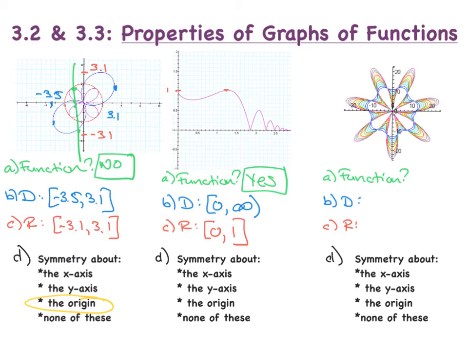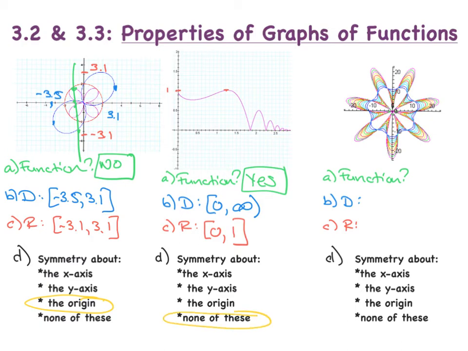There is no symmetry whatsoever about this graph. Definitely not symmetric about the x-axis or the y-axis or the origin. So this would be a great example of something that has no symmetry.